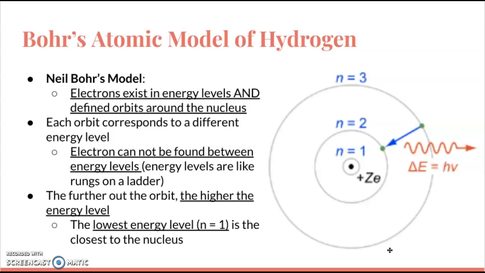Okay, and the further out you go from the nucleus, the further out you go in your orbit, the higher your energy level will be. Meaning your lowest is obviously 1. It's closest to the nucleus, so I'm not going to have that much energy. More energy, more energy. Okay, so as you go out, the higher your energy level.